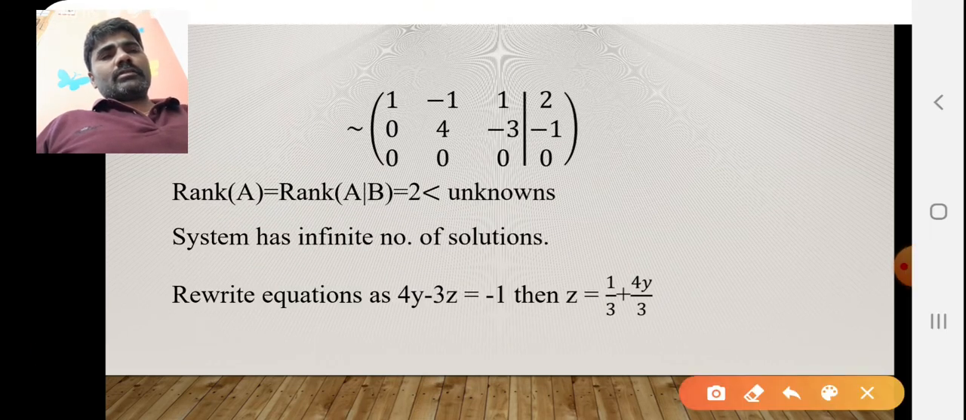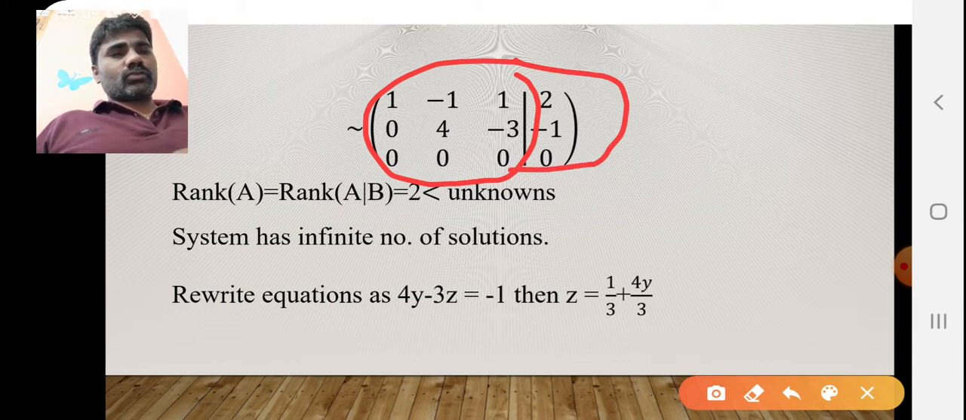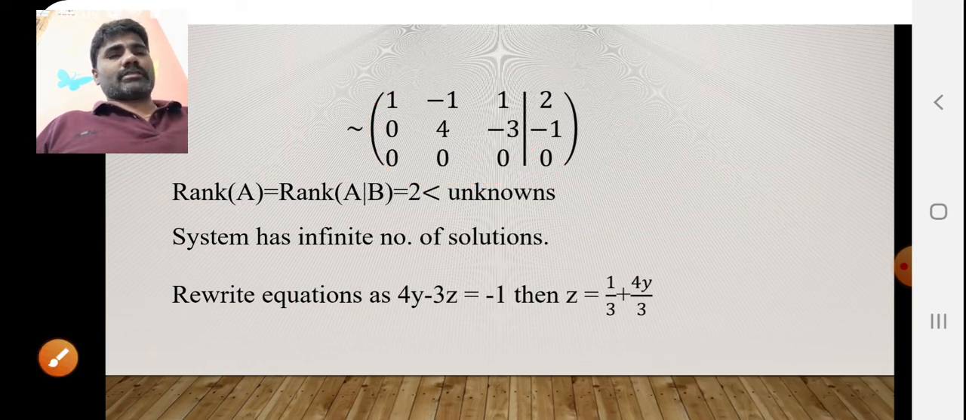Rank of A, this is A. In this A, the number of non-zero rows is 2, and in the augmented matrix AB also the number of non-zero rows is 2. That's why rank of A equals rank of AB equals 2, which equals the number of unknowns. That's why the system has an infinite number of solutions.